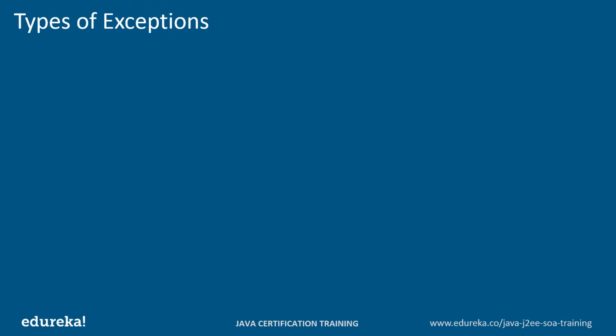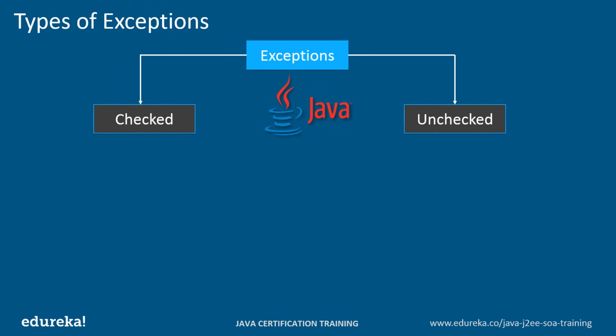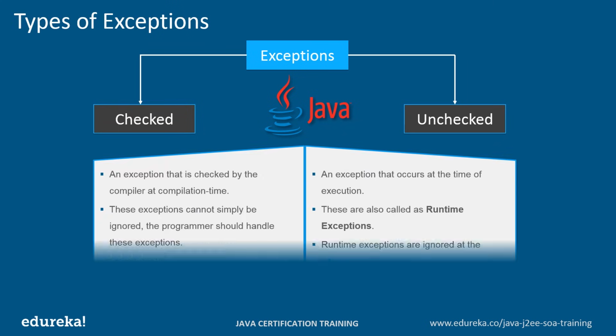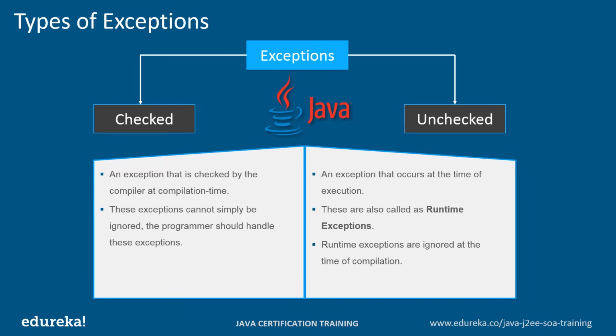Next, let's see the differences between checked and unchecked exceptions. In simple terms, exceptions that happen at compile time are checked exceptions like IO exceptions, etc. And runtime exceptions are called unchecked exceptions like divide by zero, array out of bound, null pointer exception, etc. Basically, unchecked exceptions are built-in exceptions in Java. So checked exceptions cannot be simply ignored. The programmer should handle these exceptions. And runtime exceptions are ignored at the time of compilation.